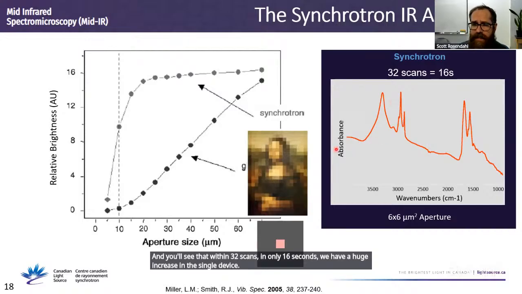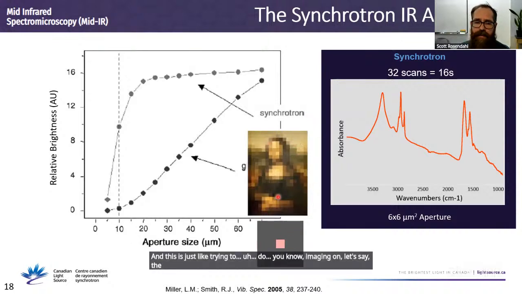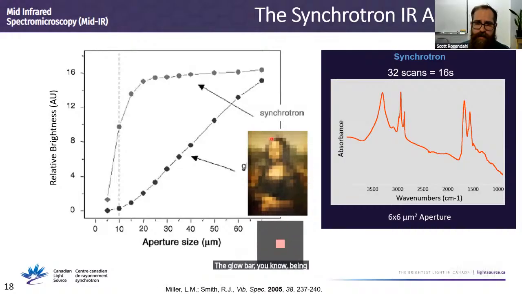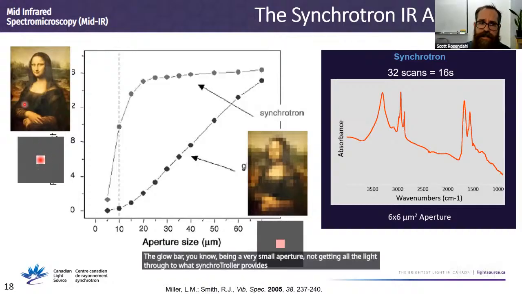This is just like trying to do imaging on, let's say, the Mona Lisa with a glow bar, with a very small aperture not getting all the light through, compared to what the synchrotron provides, which is basically giving us a much more focused image of what's there.